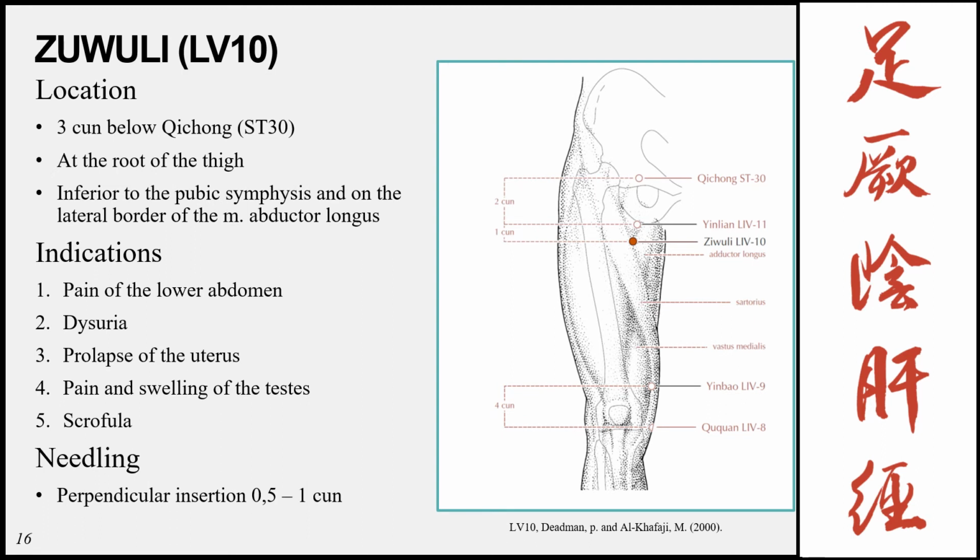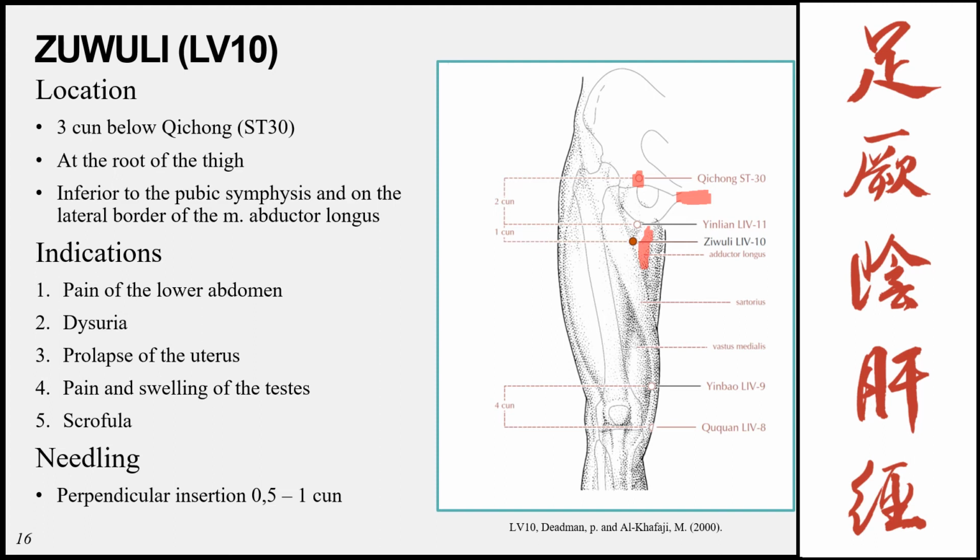The next point is ZUWULI, liver 10. This point is located 3 tun below QICHONG, stomach 30, up here. And it's at the root of the thigh, inferior to the pubic symphysis, over here, and on the lateral border of the adductor longus muscle. So here's the adductor longus muscle, we've got to be on its lateral border.